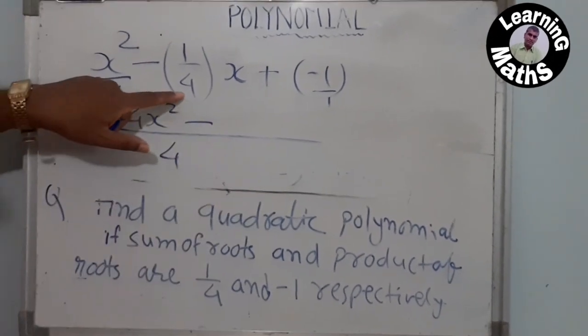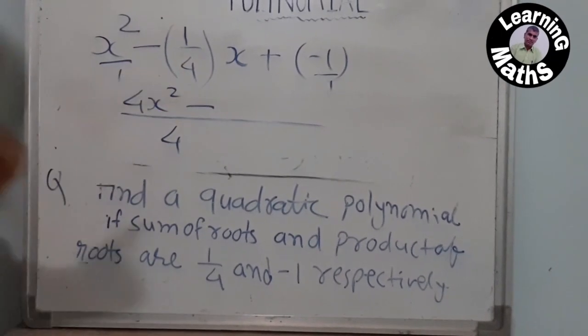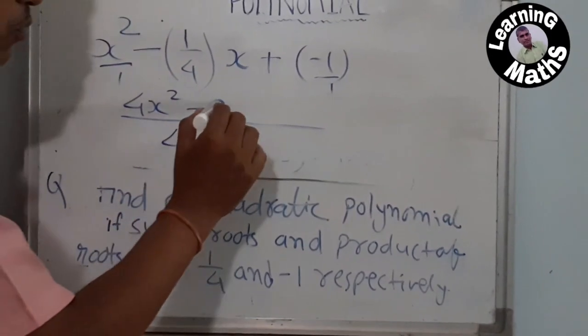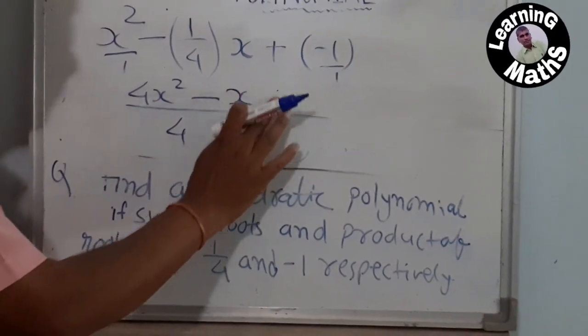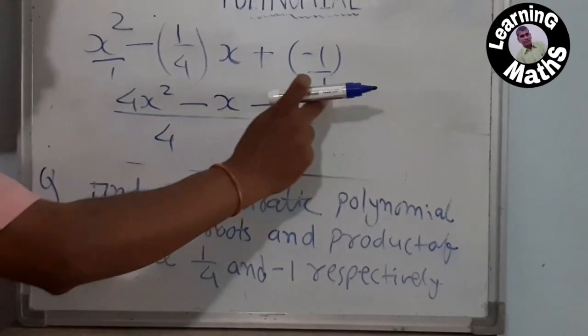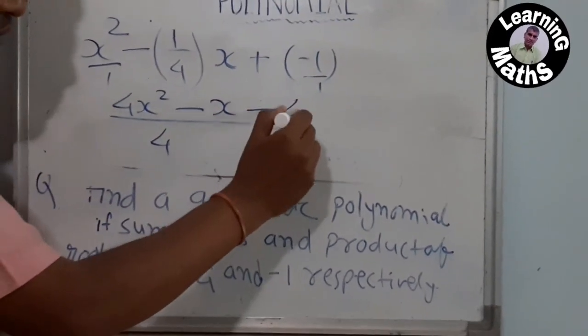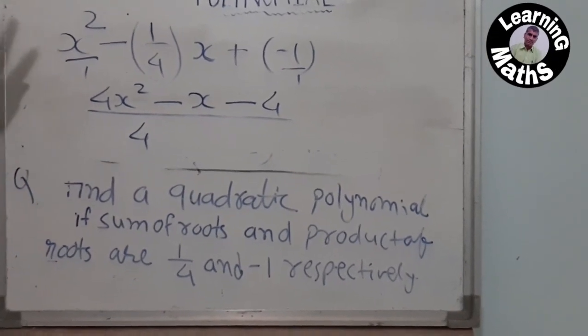Second one is, denominator is 4. 4 divided by 4, you will get 1. 1 into 1, 1x. Then plus into minus, minus. 4 is here, 4 divided by 1 into 1, 4. This is the standard equation.